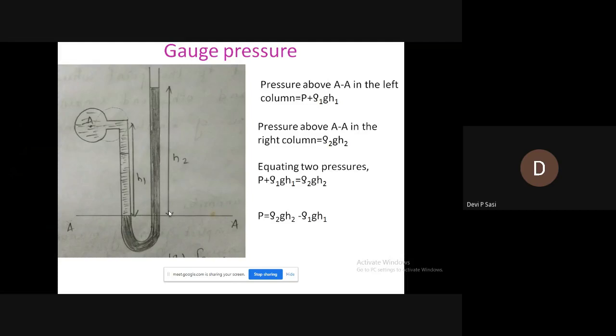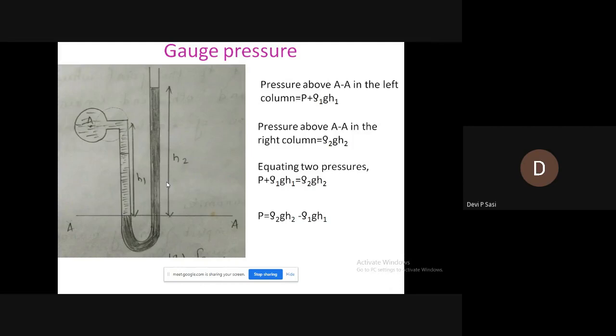Next, we have to assume the specific gravity. Let S1 be the specific gravity of the lighter liquid and S2 the specific gravity of the heavier liquid. So for the light liquid we have height H1, specific gravity S1, density ρ1. For the heavy liquid we have height H2, specific gravity S2, density ρ2.